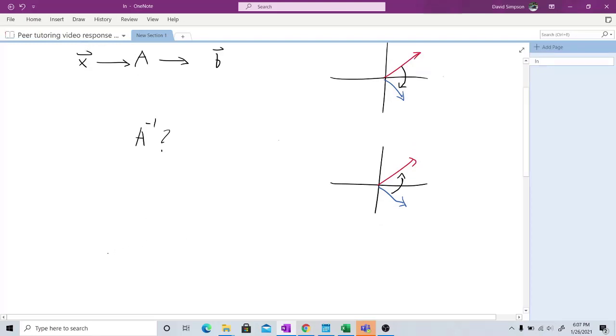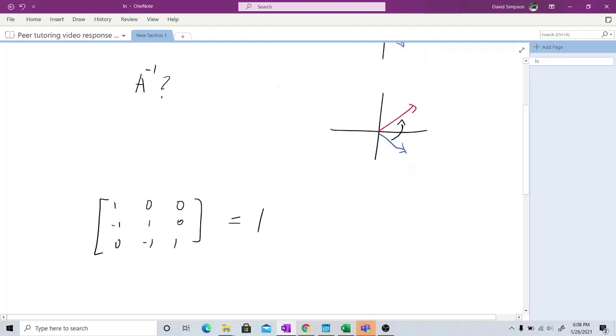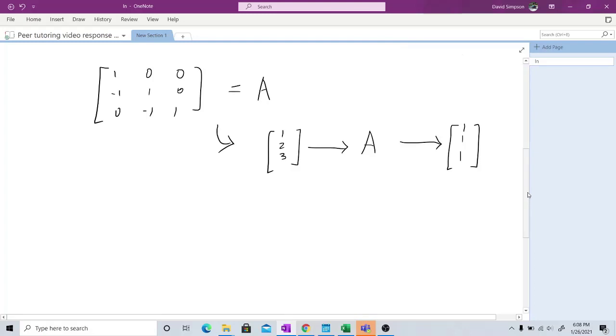But if we look at more of the mathematical side, the file that you attached had this problem, right? It was referring to something called the difference matrix, which is right here, and this is equal to A, okay? So with this matrix, we can start with something like x equals 1, 2, 3, and we can put it into A. And then at the output side, we get the differences of each of these things. So just 1, 1, 1.